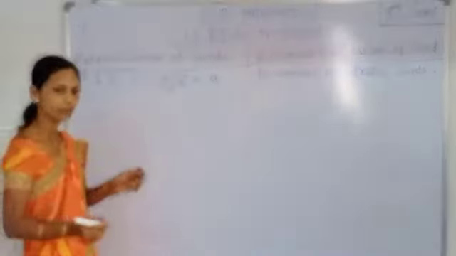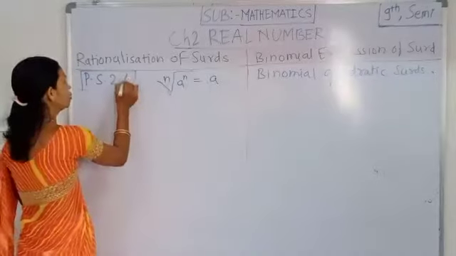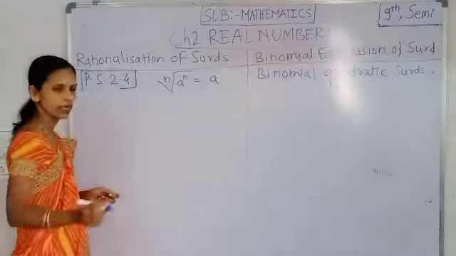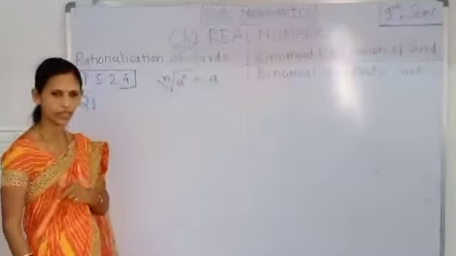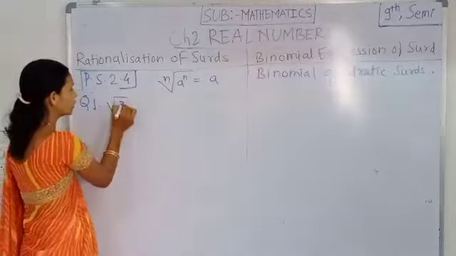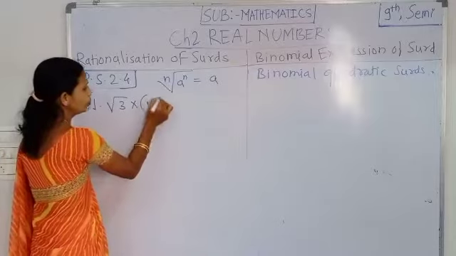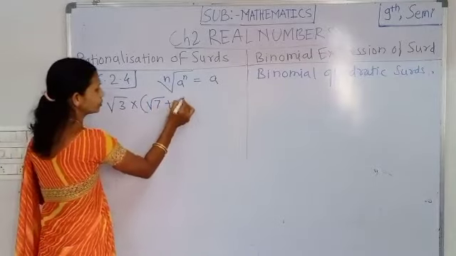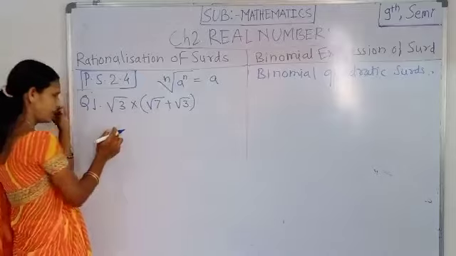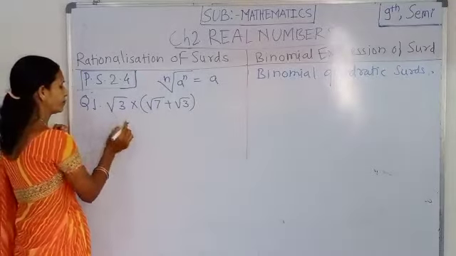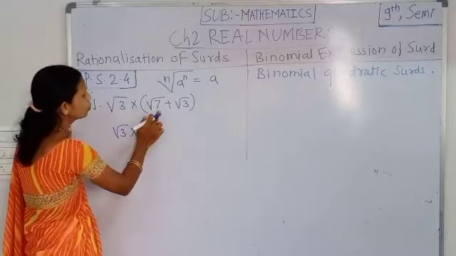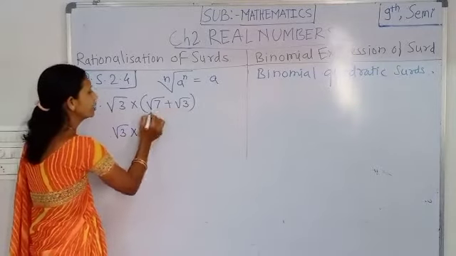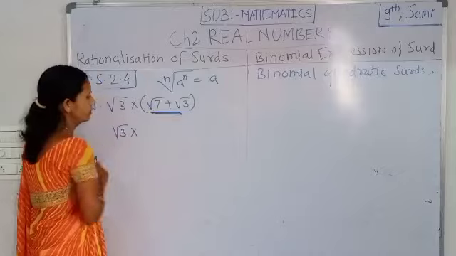2.4. Then we will solve a few examples from practice set 2.4. Then in question number 1, a few examples are given here, that is root 3 into root 7 plus root 3. Then see here, root 3 is multiplied to root 7 plus root 3. Here it is a binomial quadratic surd.